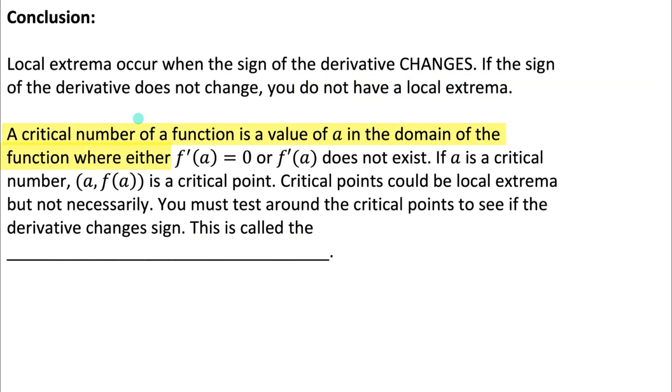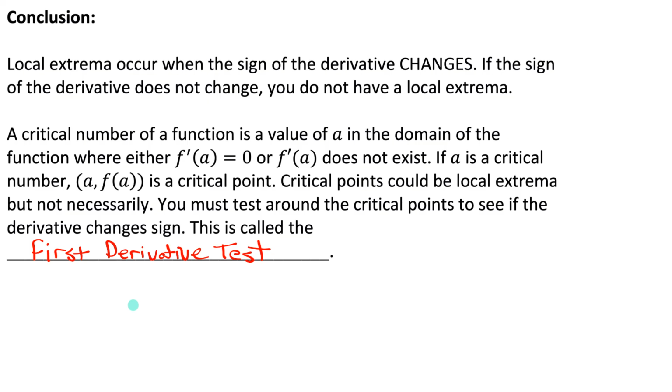A critical number of a function is a value of a in the domain of the function where either f prime of a equals 0 or f prime of a does not exist. That's the definition of a critical number. We already talked about that. If a is a critical number, then at a, f of a, we have a critical point. And the critical point could be a local extrema, but not necessarily. We have to test the value of the derivative around the critical number to see if the derivative changes signs. And that whole process is called the first derivative test.